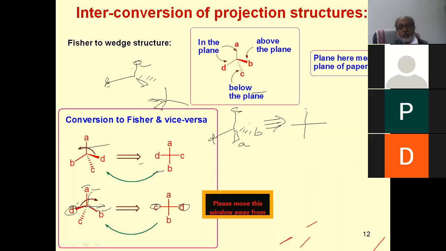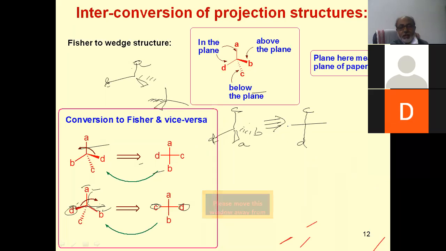So vertical, what will be the group here? Which group should I write? Which group should I write here? It is A, because this is the bold line. It will go this side. And this one will automatically be B.